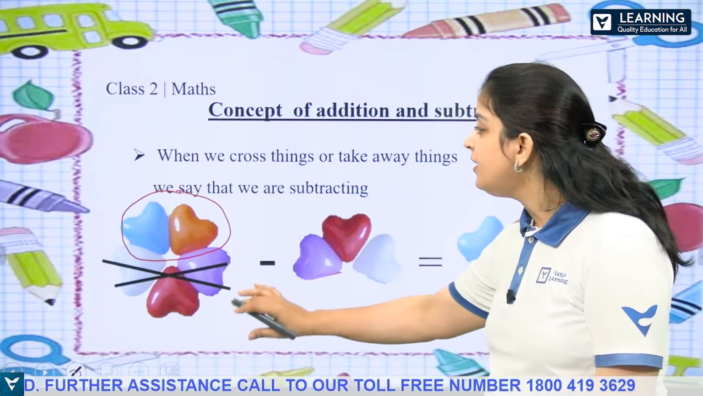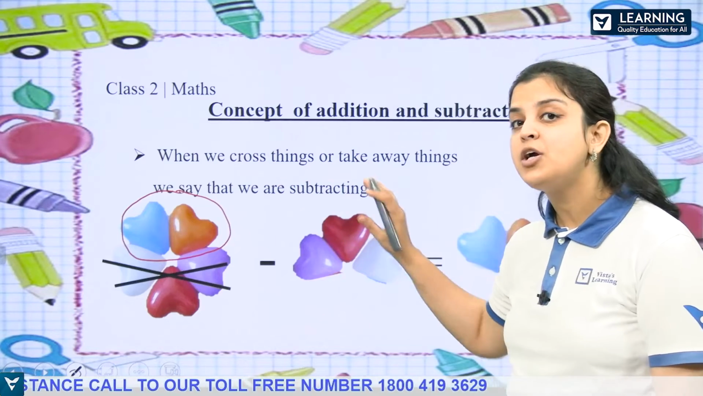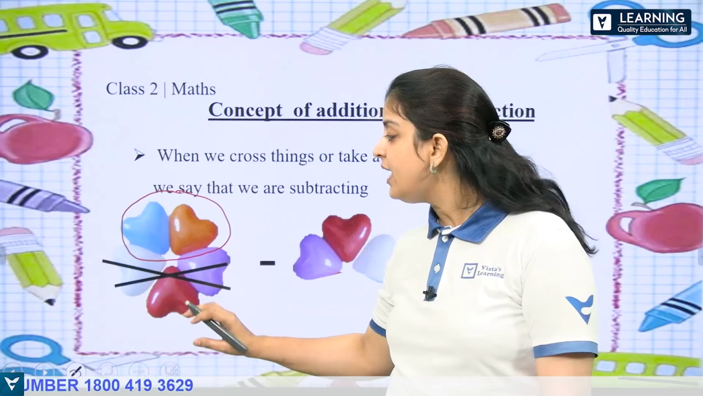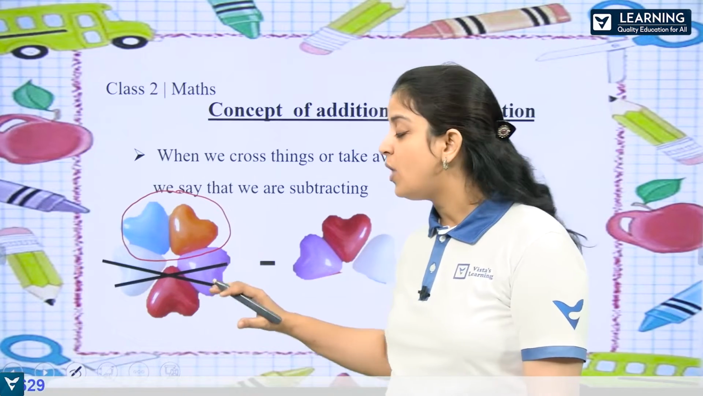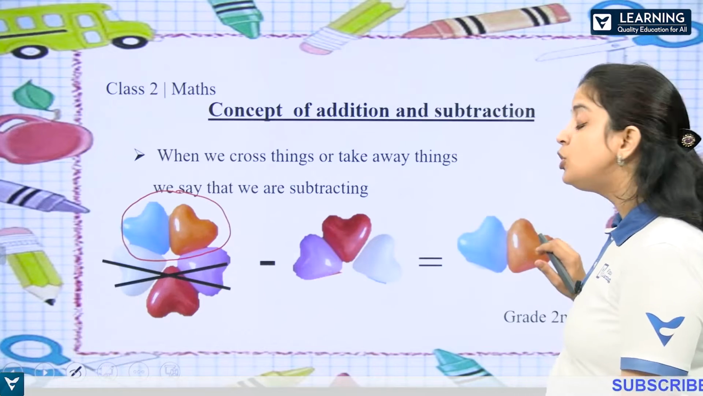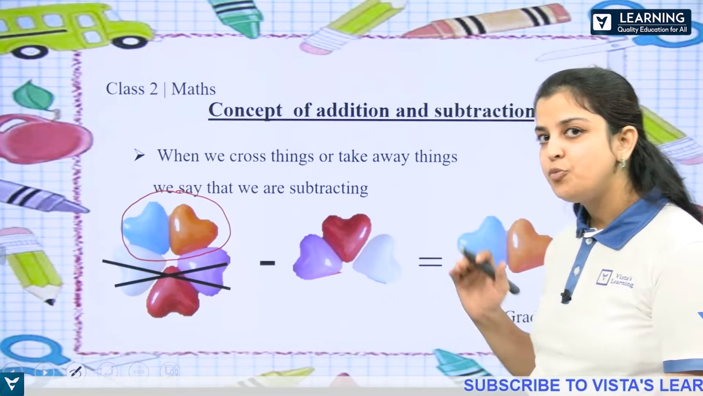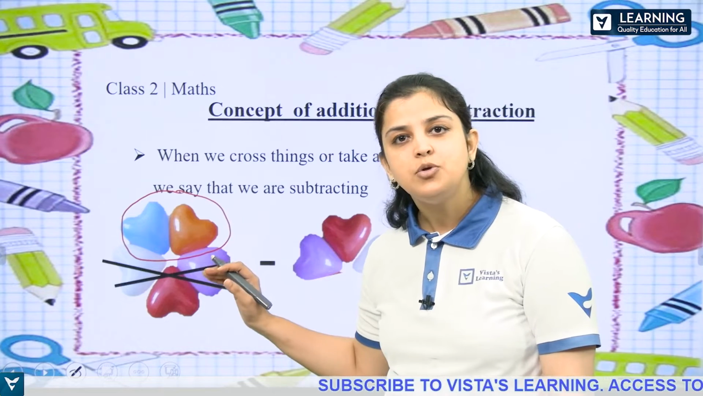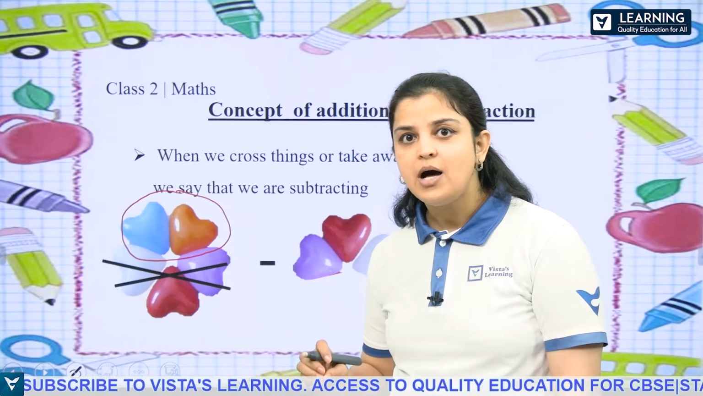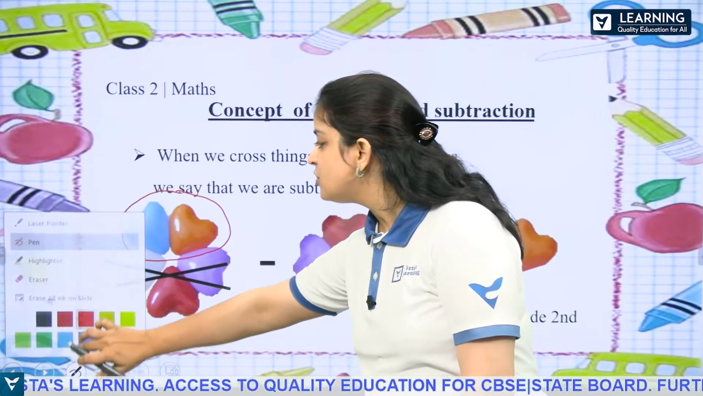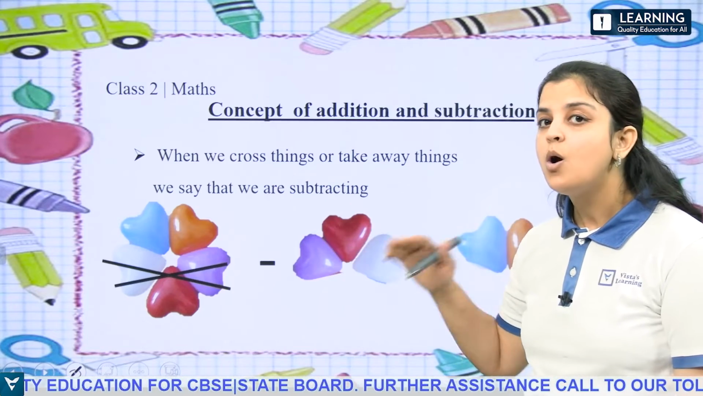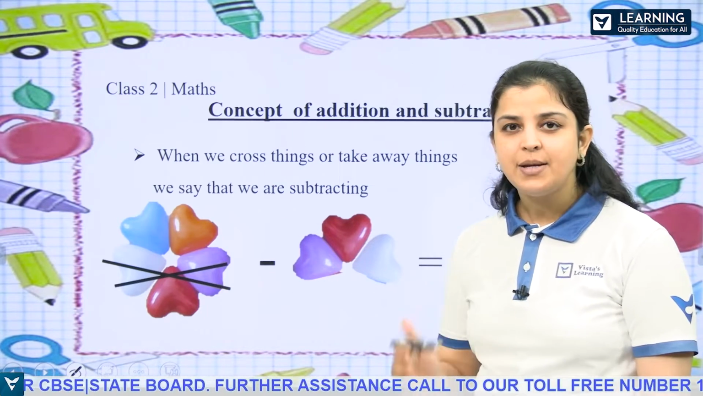Right? So, what we are saying here is that when we cross things or we take away things, we are subtracting. So, I am taking away these 3 balloons here. I remain with 2 balloons. Right? I am left with 2 balloons. What am I doing here? I am subtracting. I am taking things away. So, when we take things away or when we cross things, we say we are subtracting.